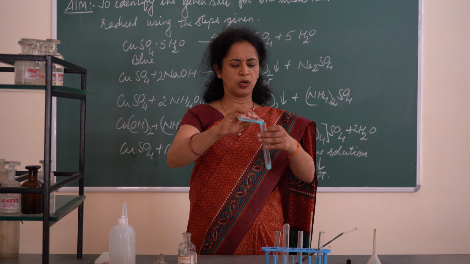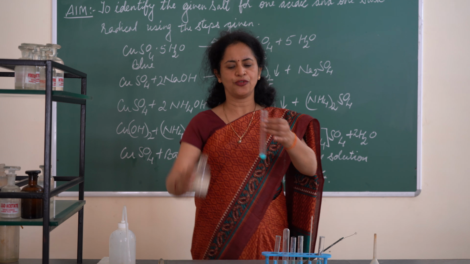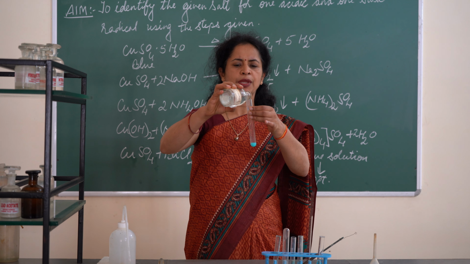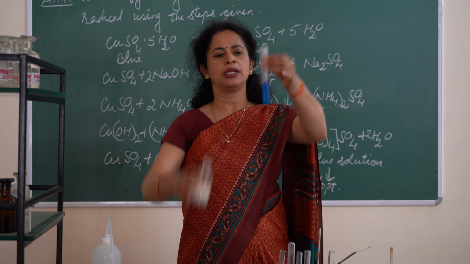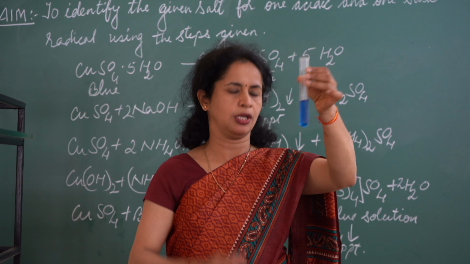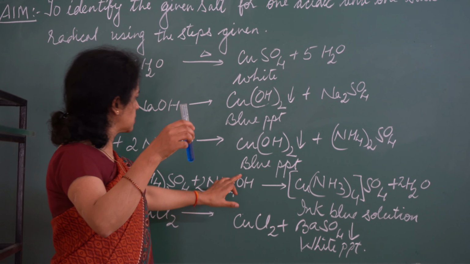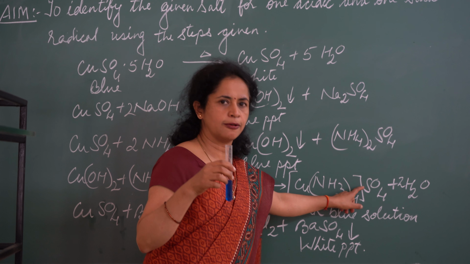Take a small amount of this blue precipitate and add excess of ammonium hydroxide to it. This blue precipitate gets dissolved and we get an ink blue solution. This solution is a transparent solution. The ink blue solution is formed due to the formation of tetraamine copper sulfate.